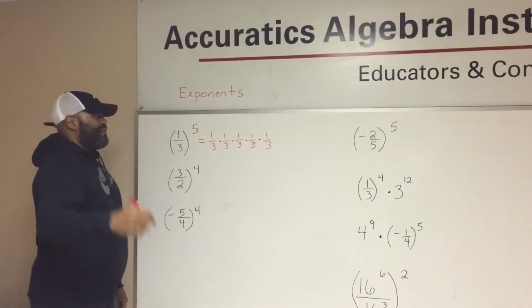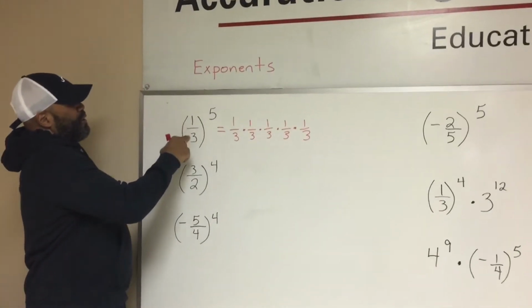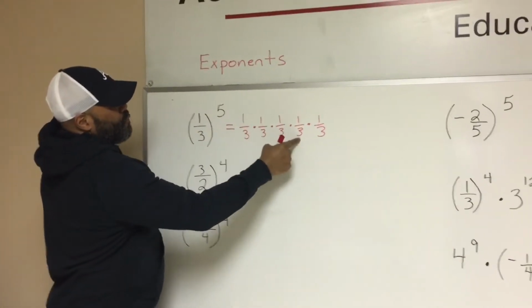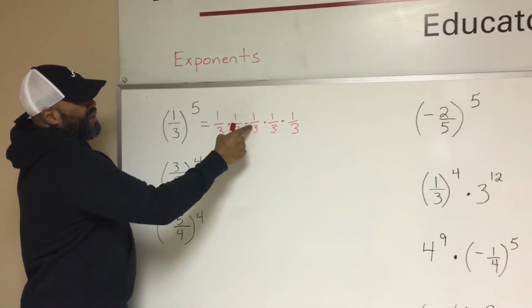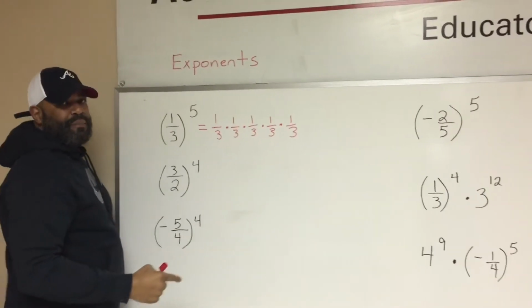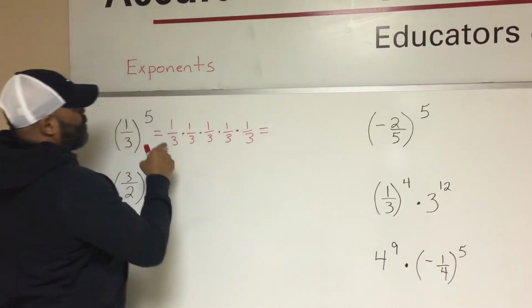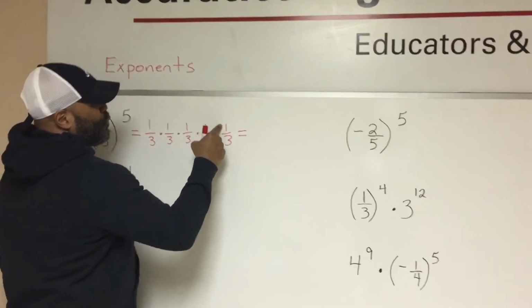1/3 to the 5th power means take 1/3, write it down 5 times. 1, 2, 3, 4, 5. And since exponents are a function of multiplication, I'm going to multiply these numbers. That's what the dot in between means. When you're multiplying fractions, you simply multiply straight across. 1 times 1 is 1 times 1 is 1 times 1 is 1 times 1 is 1.